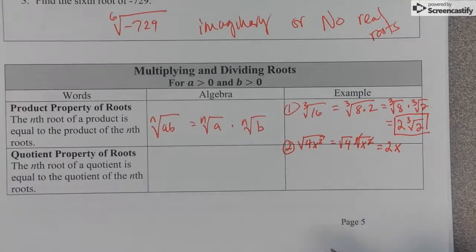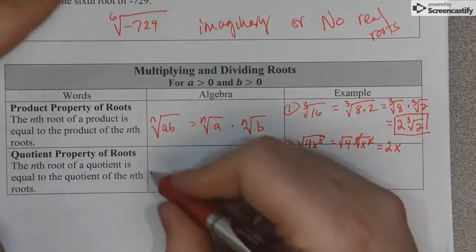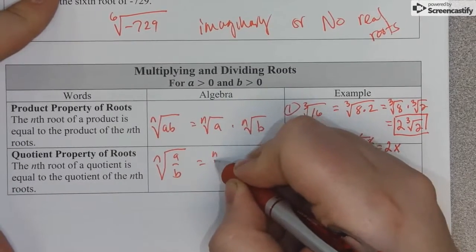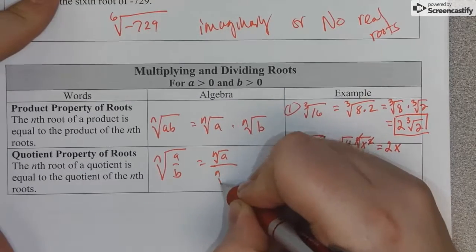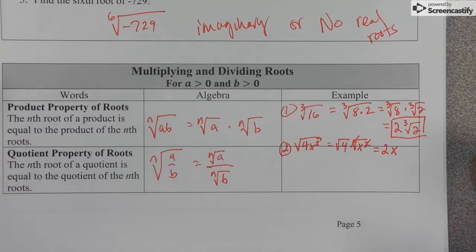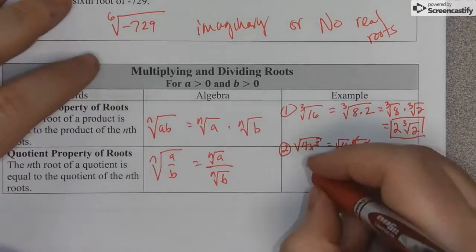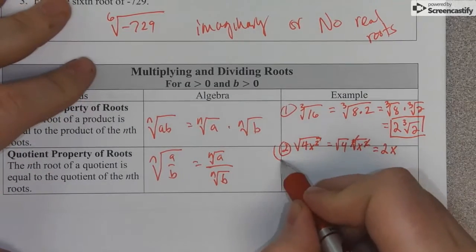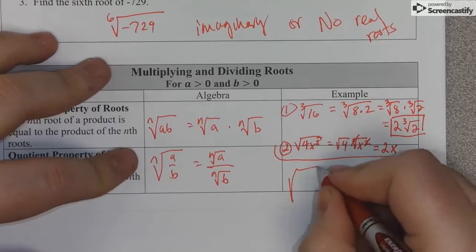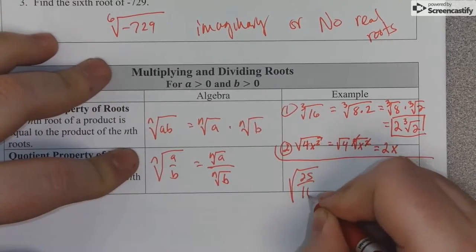The quotient property, very similar, except now you're dealing with division. The nth root of a divided by b is equal to the nth root of a divided by the nth root of b. So here's your example for that one, the square root of 25 over 16.